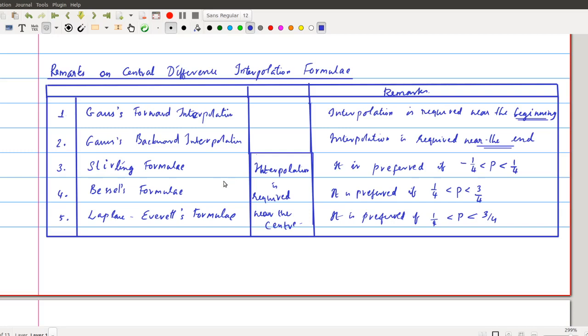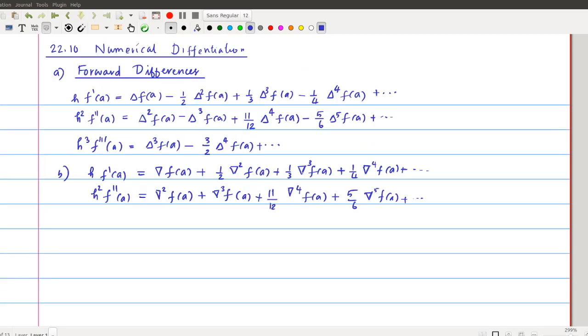Next we will discuss the last topic, 22.10 of this module, that is numerical differentiation. After that we will move on to numerical integration. So next we will discuss 22.10. This is numerical differentiation.